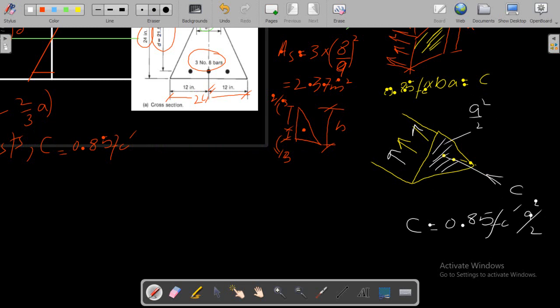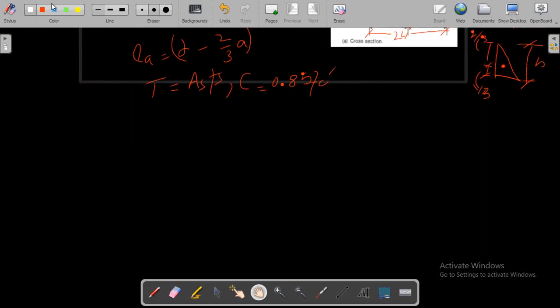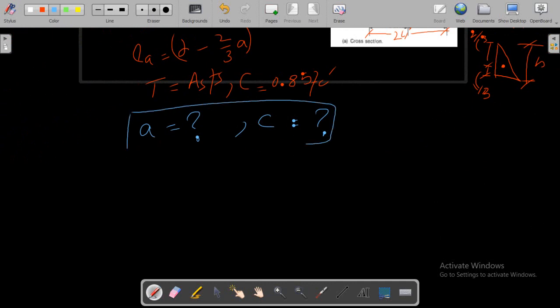So we need a, right? Because this is a review question, and in a review question we need the value of c and the value of a. We need these two terms. So how to determine this? This is the question. So using the first assumption, let's say f is equal to fy. This is the first assumption.